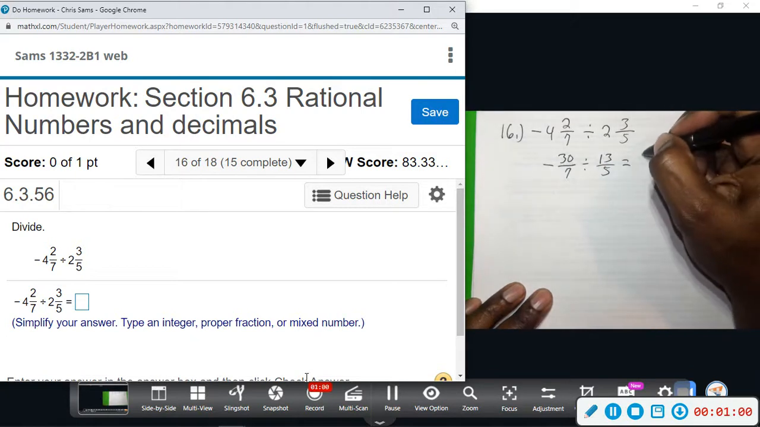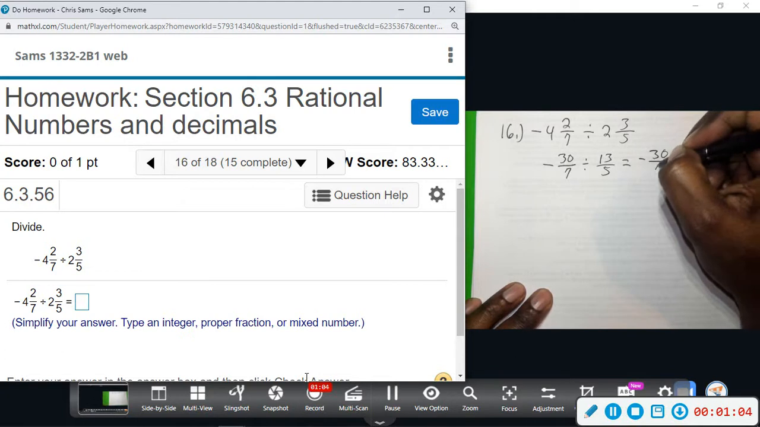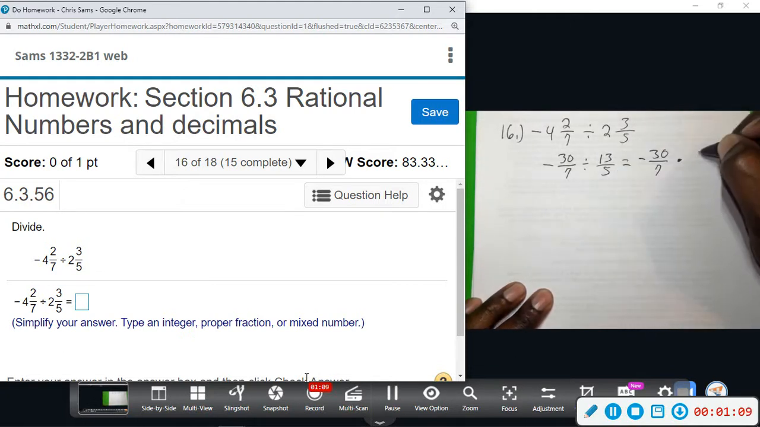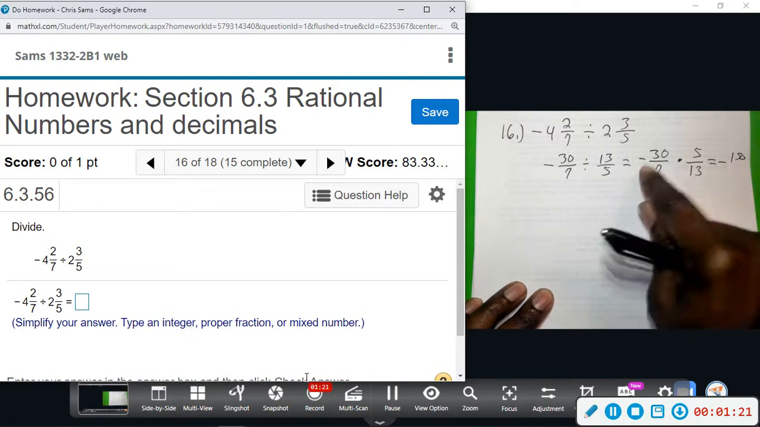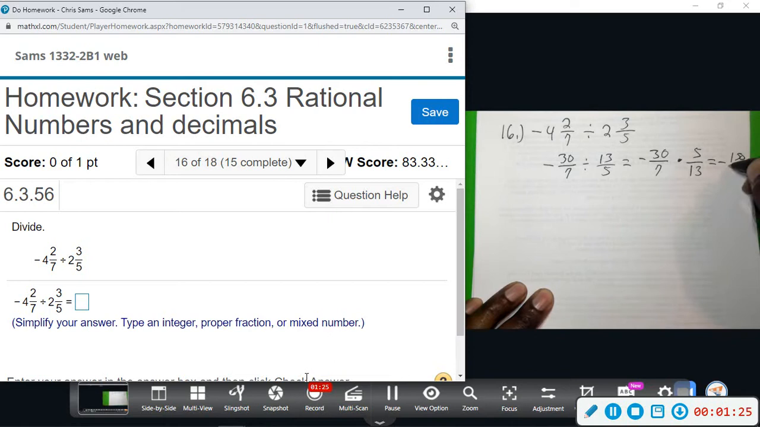So this will be -30/7. This is going to become times, and flip this, 5/13. And then just multiply straight across. 5 times 30 will give us 150. That'll be -150, because this is negative.